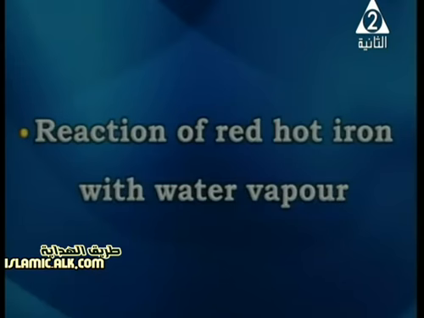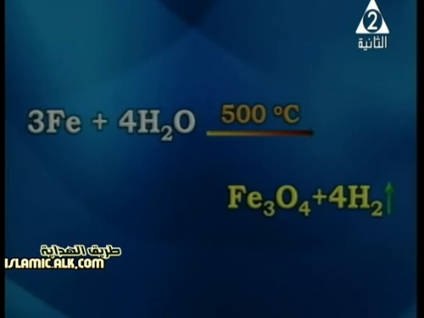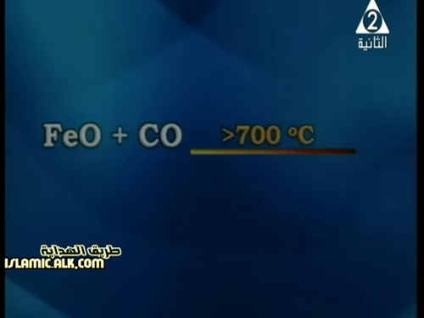The reaction of red hot iron with water vapor. Here, as the equation proceeds on the screen, 3Fe plus 4H2O at 500 degrees Celsius gives Fe3O4 plus 4H2. Next point, the reduction of iron oxide by using carbon monoxide gas. As the equation proceeds on the screen, FeO plus CO at more than 700 degrees Celsius gives Fe plus CO2.